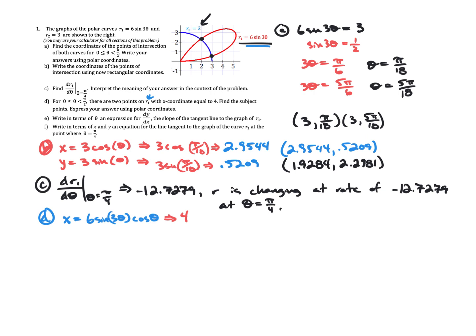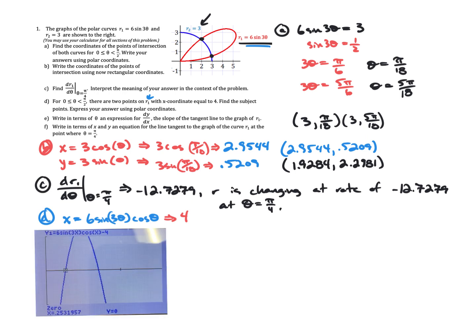Okay, I personally would subtract 4. All right, and what am I changing my window to? 0 to π over 1. No, 0 to π over 2. So θ equals 0.2532. And then θ equals, what's the other one? 0.6962. All right. So now those are my θ values.